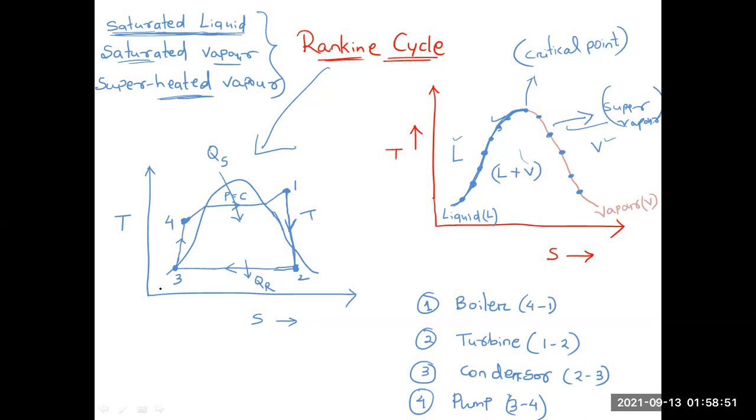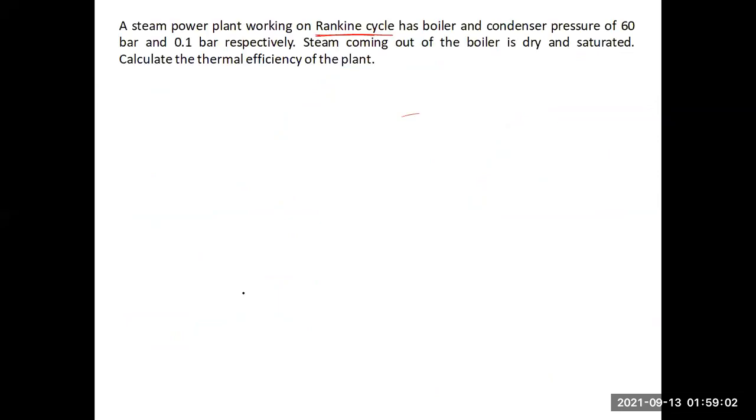So now this is our temperature versus entropy diagram for Rankine cycle. Now quickly we will come to the problem. I will tell you how to solve the problem by using the steam table. So here in this question, you can see a steam power plant working on Rankine cycle has boiler and condenser pressure of 60 bar and 0.1 bar respectively. Since it is Rankine cycle, first I will draw the Rankine cycle over here. So this is the temperature axis. This is entropy axis.